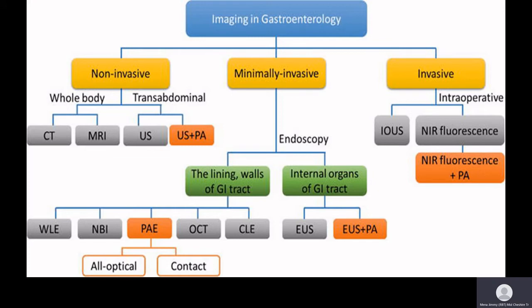So we have different modalities of imaging in GIT surgery. They are mainly divided into three categories: non-invasive, minimally invasive, and invasive. Non-invasive, like CT scan, MRI scan, ultrasound scan. We have ultrasound scan plus photoacoustic imaging, the one in orange we can see in that box, which we are going to discuss today. Minimally invasive is endoscopy and all the techniques and imaging used with endoscopy, like white light source, white light endoscopy, up to EUS and EUS plus photoacoustic imaging as well. Invasive, like fluorescence, and intraoperative imaging, which is used intraoperatively. We're going to talk about that later on.